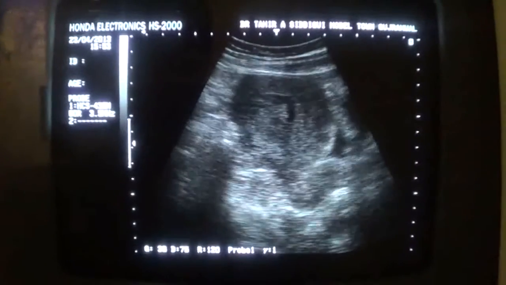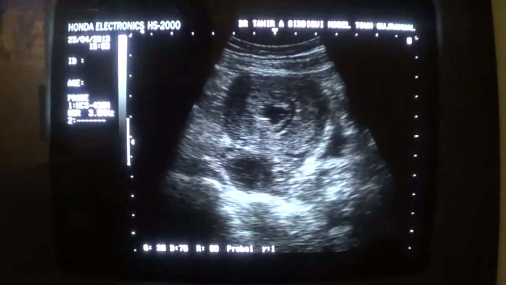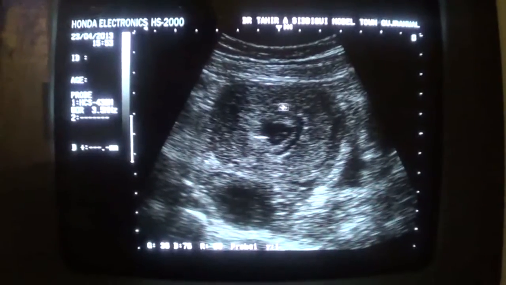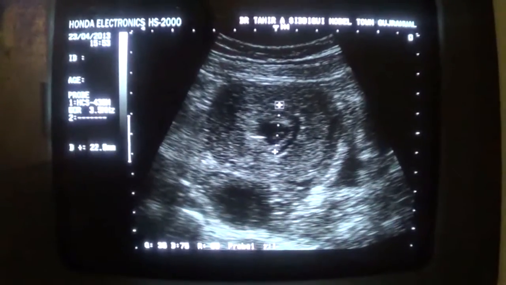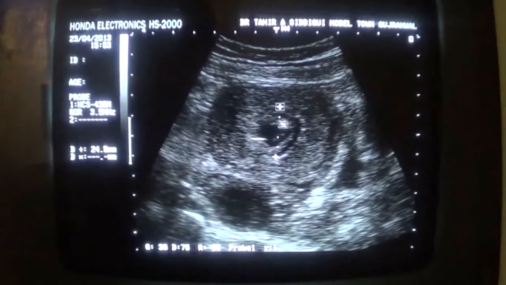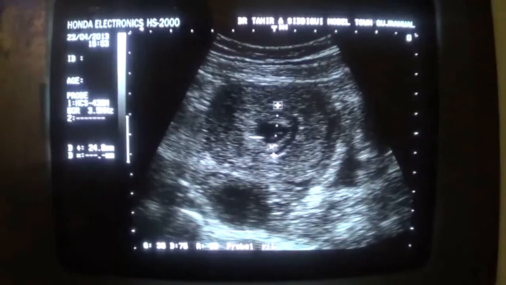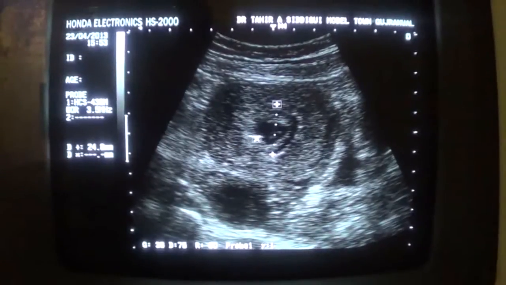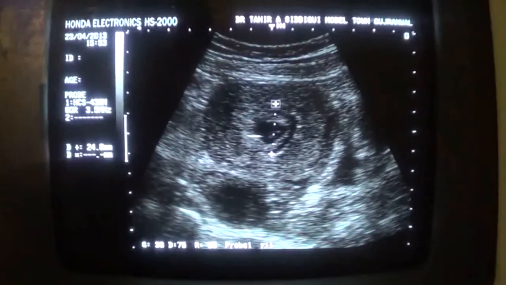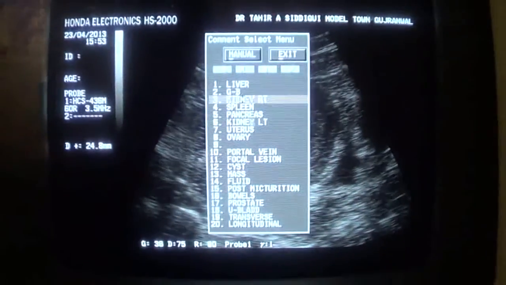the sac is seen within the endometrial canal. This is the endometrial canal. You can see it's dilated up to 24 millimeters, and this is the sac with residual reaction in it. These are the echogenic particles, which you will call RPOCs.